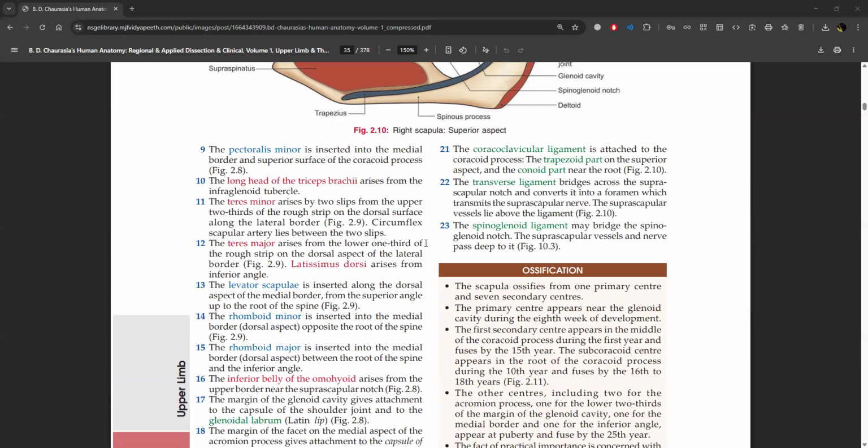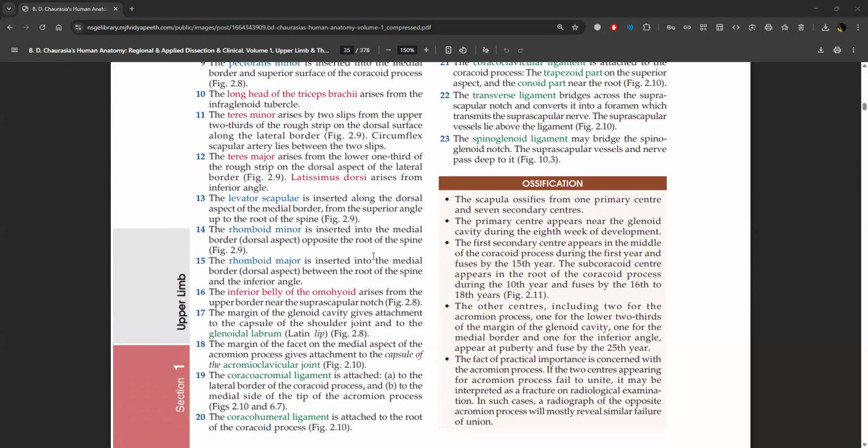Figure 2.8. Number 10. The long head of the triceps brachii arises from the infraglenoid tubercle. Number 11. The teres minor arises by two slips from the upper two-thirds of the rough strip on the dorsal surface along the lateral border. Circumflex scapular artery lies between the two slips. Number 12. The teres major arises from the lower one-third of the rough strip on the dorsal aspect of the lateral border. Latissimus dorsi arises from the inferior angle.